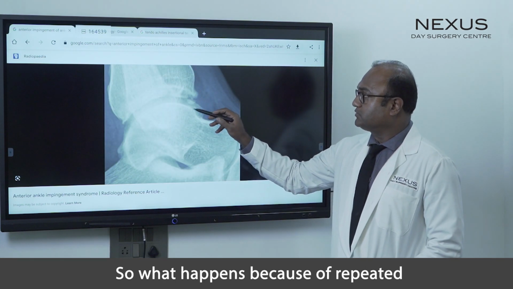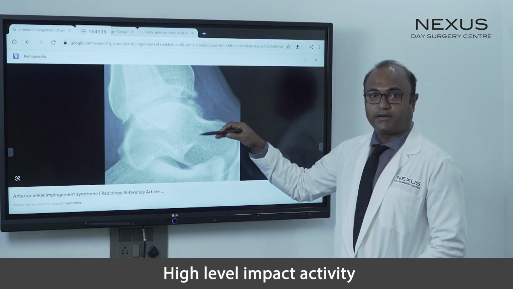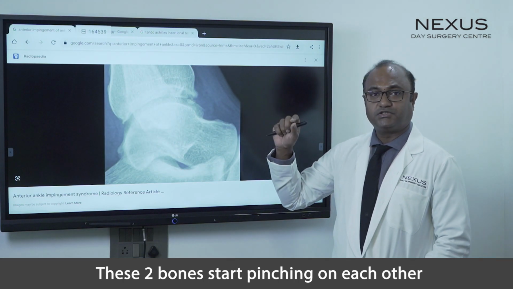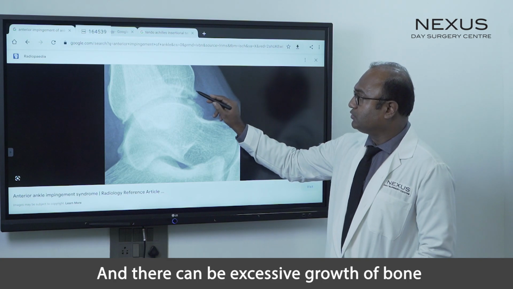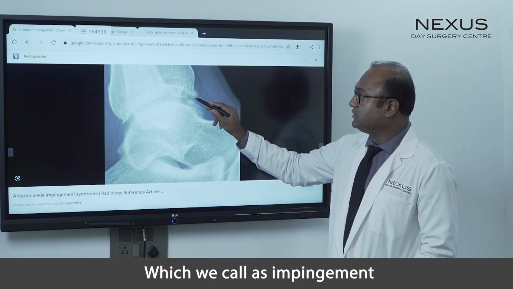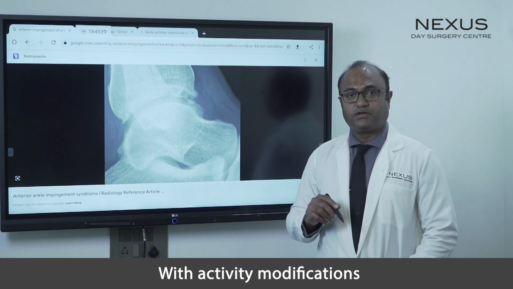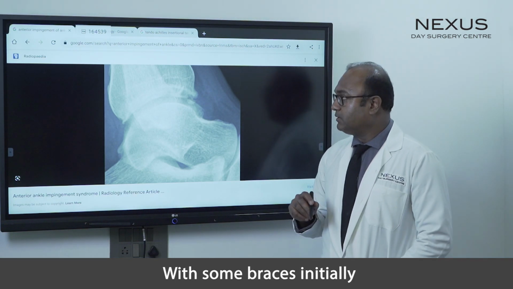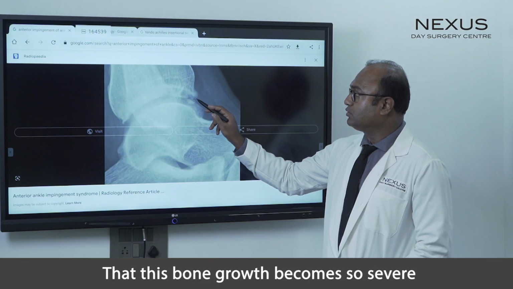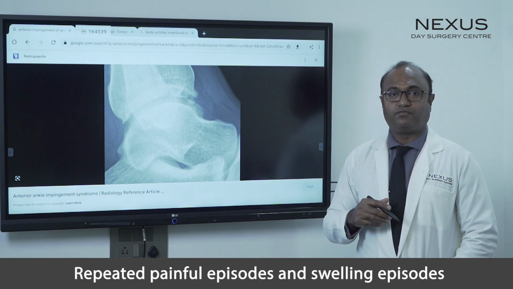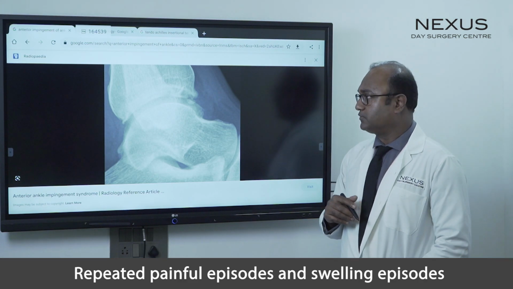What happens because of repeated high level impact activity is that these two bones start pinching on each other and there can be excessive growth of bone, which we call impingement. We try to manage this with medicines, with activity modification, with some braces initially, but sometimes we have noticed that this bone growth becomes so severe that the patients start experiencing repeated painful episodes and swelling episodes.